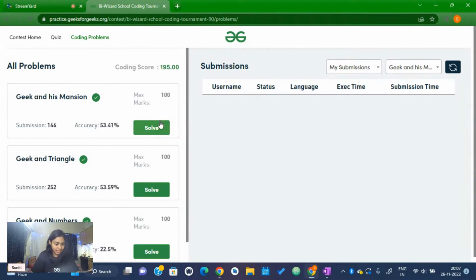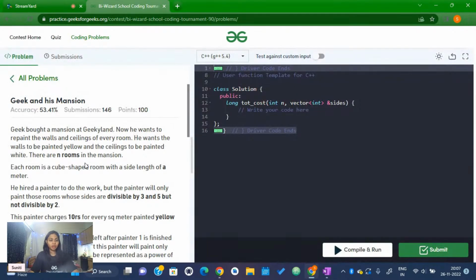So let us see what it says. Let us start with the first question, which is Geek and his mansion. Let us solve this. First of all, let us read the question statement very carefully. The statement reads as, Geek bought a mansion at Geeky Land. Now he wants to repaint the walls.